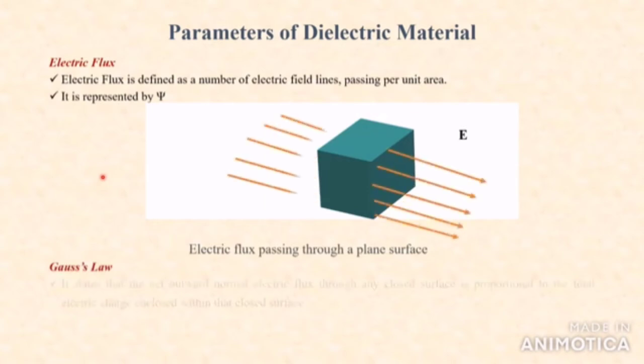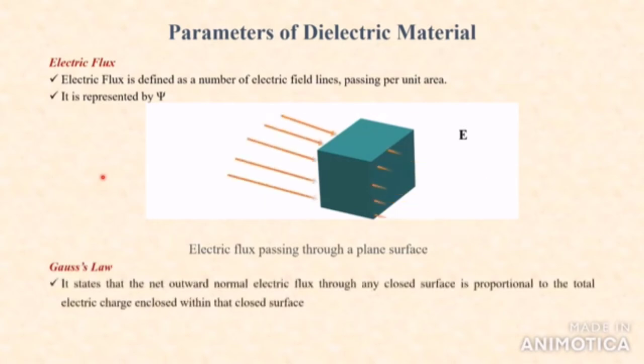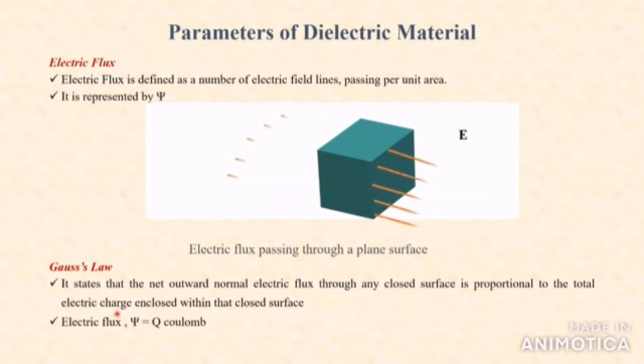It is represented by psi. Gauss's law states that the net outward normal electric flux through any closed surface is proportional to the total electric charge enclosed within that closed surface. That means, according to Gauss's law, the electric flux psi is equal to Q coulombs.